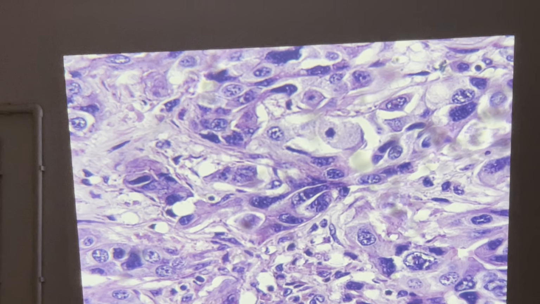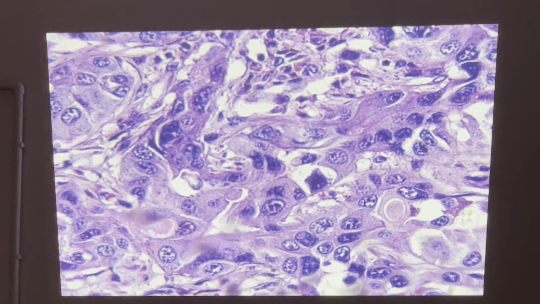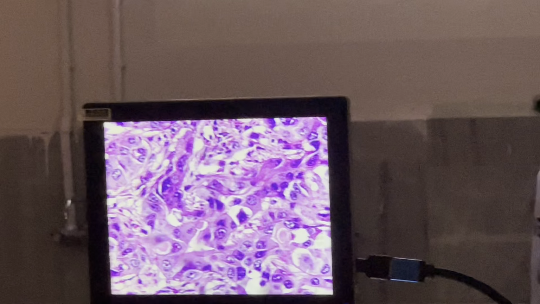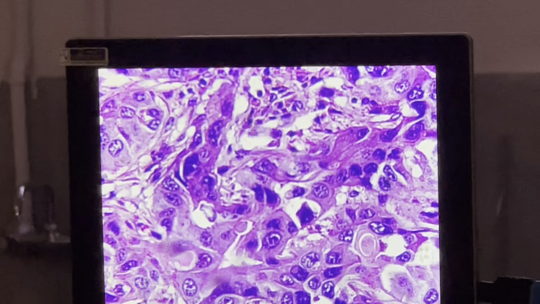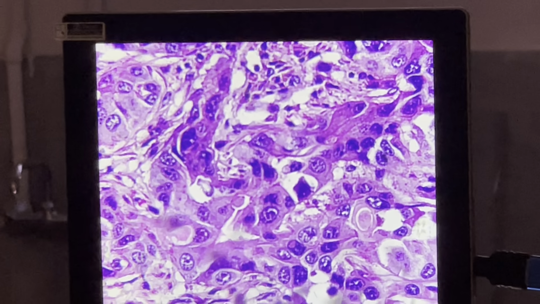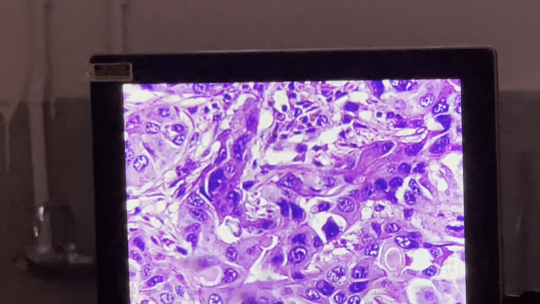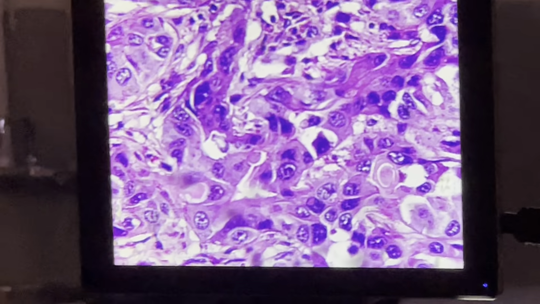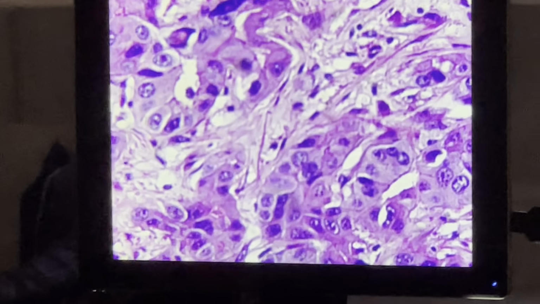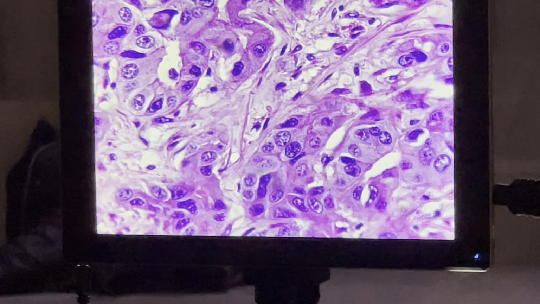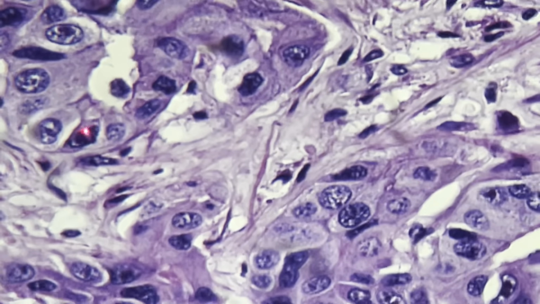What do we have also? Is this cell normal? Hyperchromatism. Take a look at the shape of the cell. We have different shapes: pleomorphism, hyperchromatism. Take a look at this cell. Hyperchromatic. What about this one?